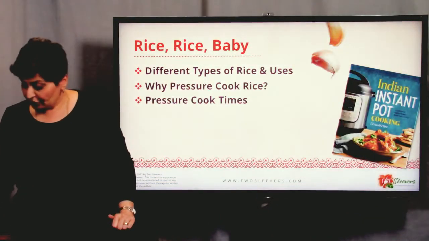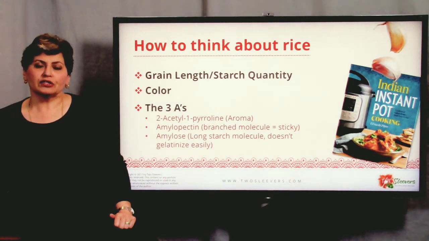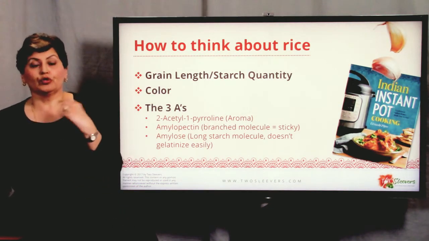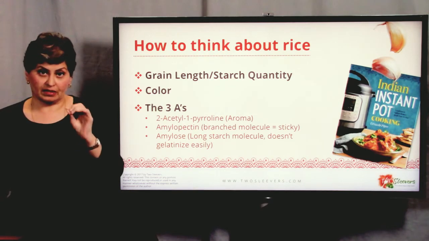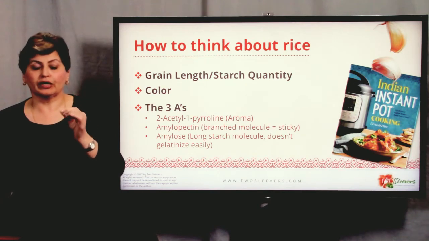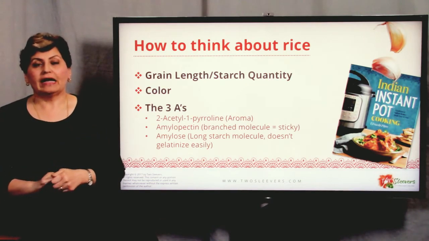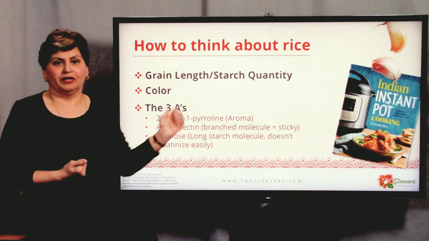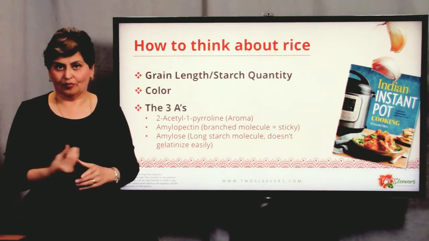In terms of how you would use these different types of rices, there are a couple of things that make rice grains different. From a layperson's point of view, you see differences in color, aroma, and length: long grain, medium grain, short grain. Underneath the surface, the differences in aroma are carried through a very complicated acetylpyrroline molecule, but that's really just an aroma molecule.